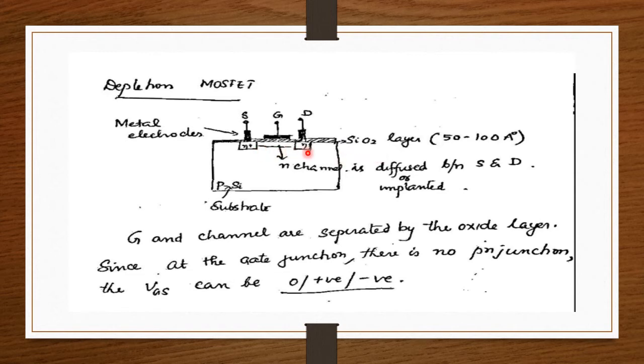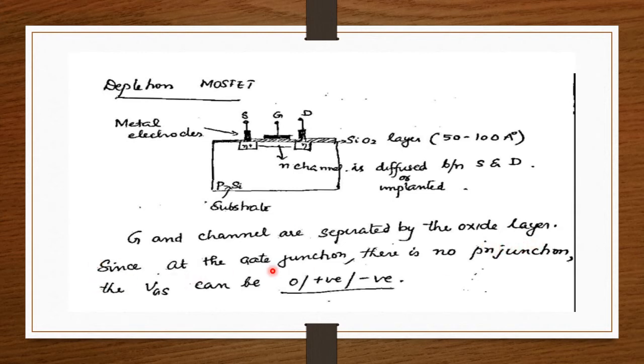Now an N channel is diffused between source and drain. So here we have a channel of N. N channel means more electrons are present in this channel between these two source and drain regions. This channel is made by the process of ion implantation, which is very precise and fine. So we can get a fine structure of channel by the process of ion implantation. So the gate and the channel are separated by an oxide layer.